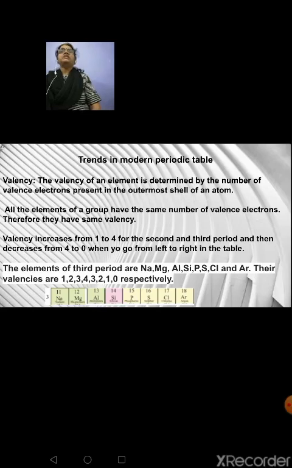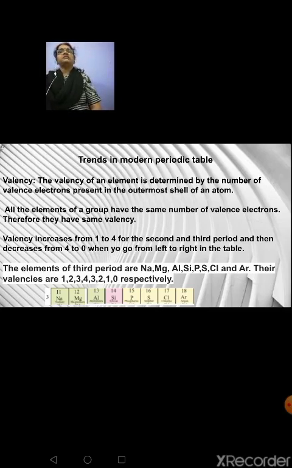I told you elements coming under group number 1 will have only one electron in their outermost shell, therefore their valency is 1. If the elements have 2 electrons in their outermost shell, they come under group number 2 and their valency will be 2. But valency increases from 1 to 4 for the second and third period, and then it decreases from 4 to 0 as you go towards the right of the modern periodic table.